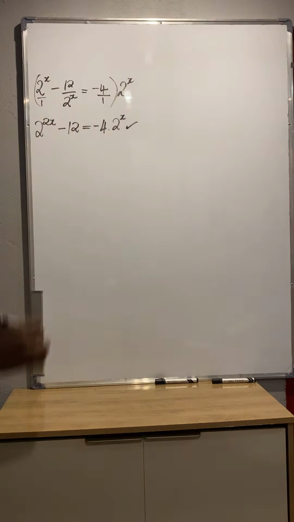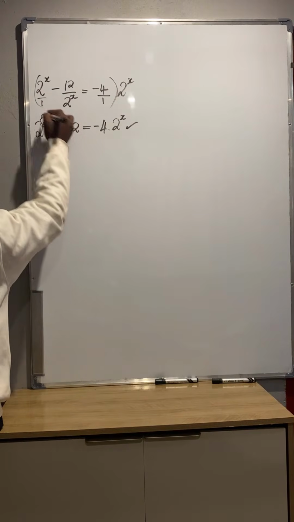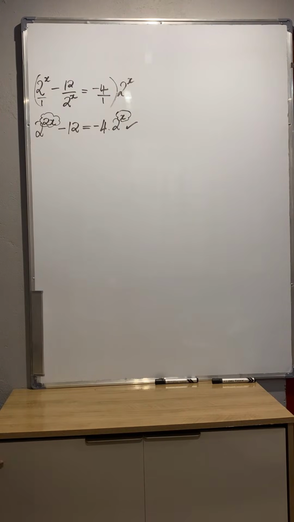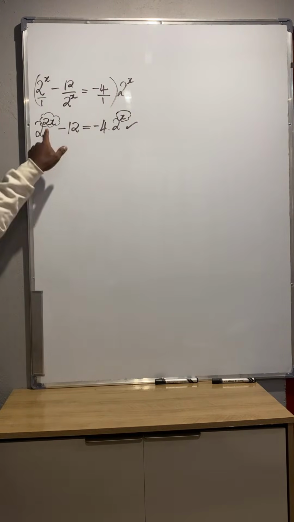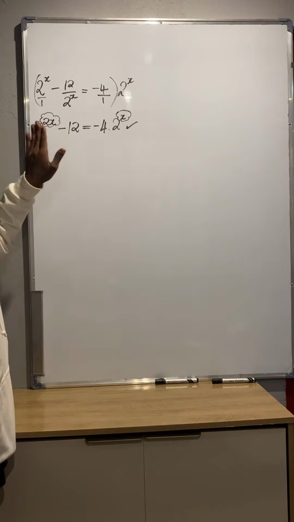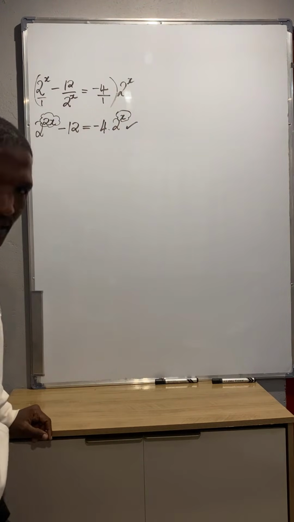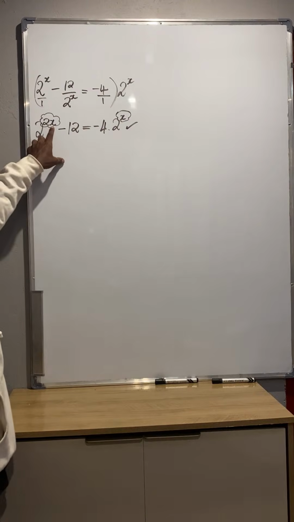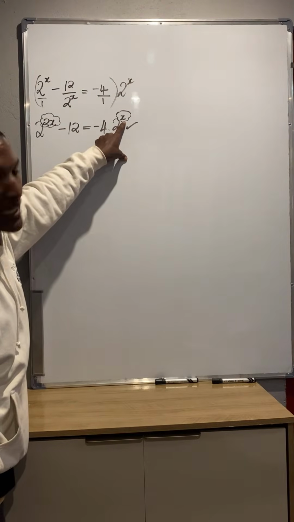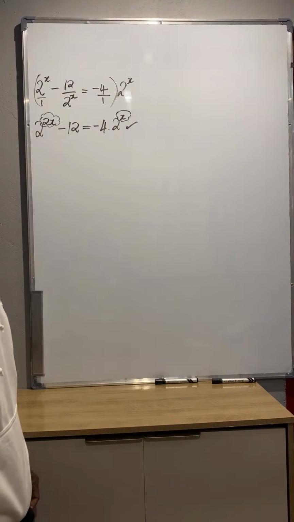Family, I repeat: if this x is double this one, that is a quadratic equation. Even if this one is half x and this one is quarter x, as long as this one is double this one, that is a quadratic equation. I'll repeat it for the last time: if 2x is double the one here, that is a quadratic equation. What does it mean when you say a quadratic equation, family?